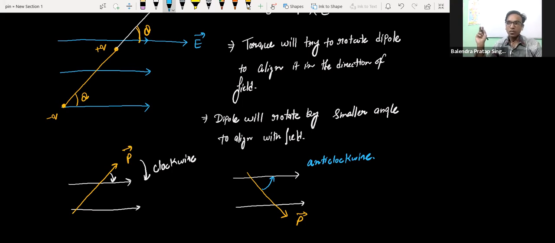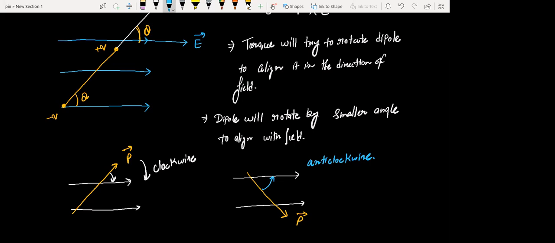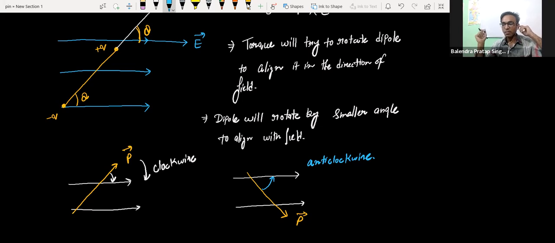Note it down. Then I will give you a numerical based on the torque experienced by an electric dipole. Here we use the cross product P cross E because the rotation means the cross product of two vectors. P cross E will give you the torque. Note it down, then we will do a problem and then I will discuss some special cases, about the direction in which you put the dipole so that it experiences maximum or minimum torque. But first note down these two important points and draw these diagrams.